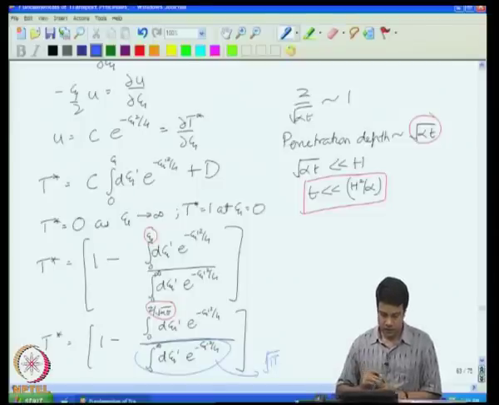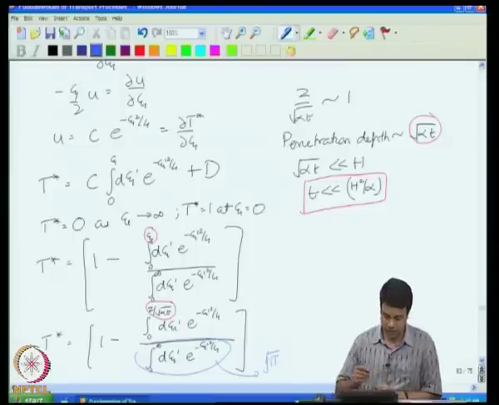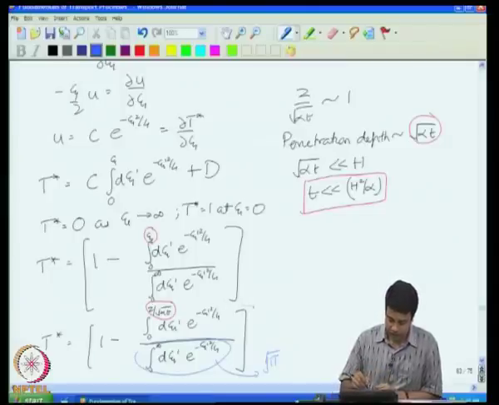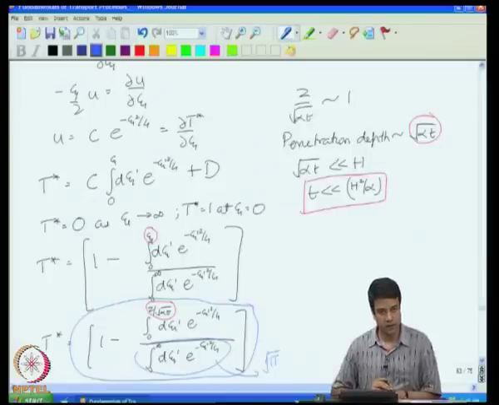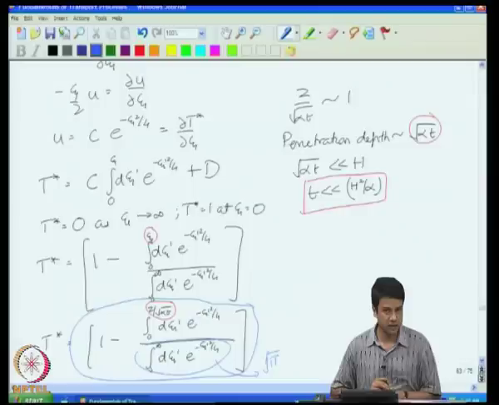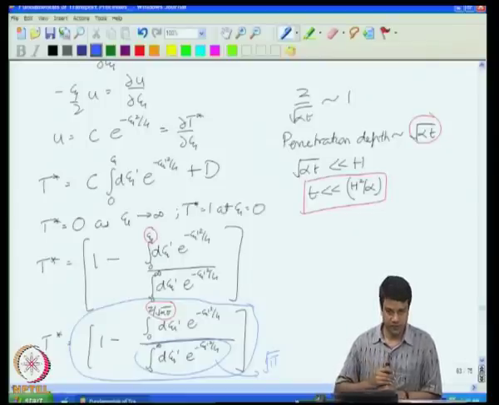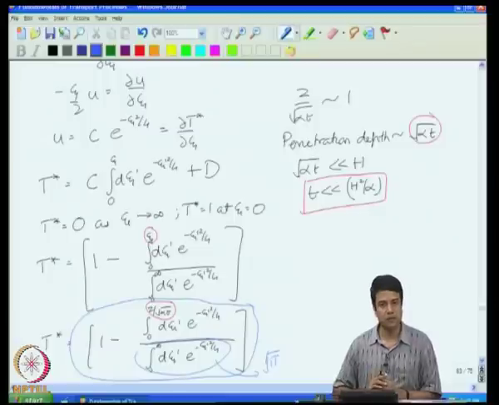Now, in the limit as psi goes to 0, the temperature goes to 0. So, the temperature disturbance is non-zero only when psi is order 1. For example, if you actually calculate this function for different values of z by square root of alpha t, you will find that at z by root of alpha t equal to 1, it is about 0.56. At z by root alpha t equal to 2, it goes down to 0.08 and at 3, it goes down to 0.04. So, it decays over a distance comparable to psi approximately equal to z by square root of alpha t of order 1, 1, 2, 3, etcetera.